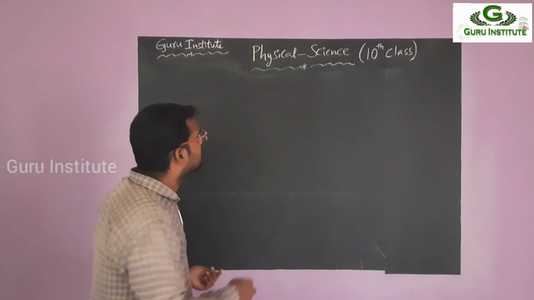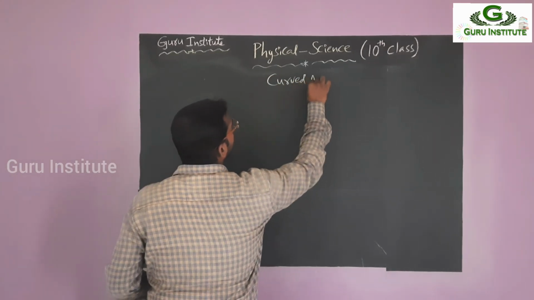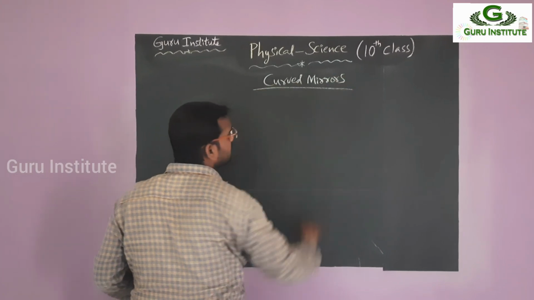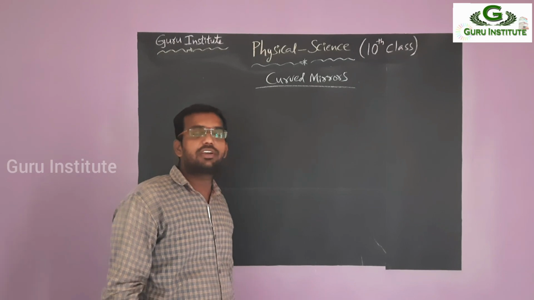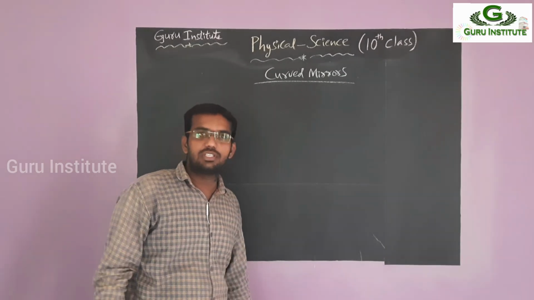In the last class, we saw the types of mirrors and lenses. Today we will see the curved mirrors, that is, the concave mirror and the convex mirror. What is present in that mirror? How is light affected by that mirror whenever it falls on it? We have to see that.